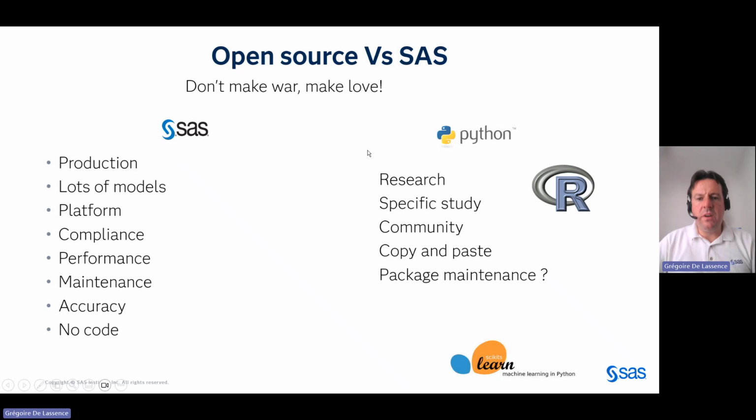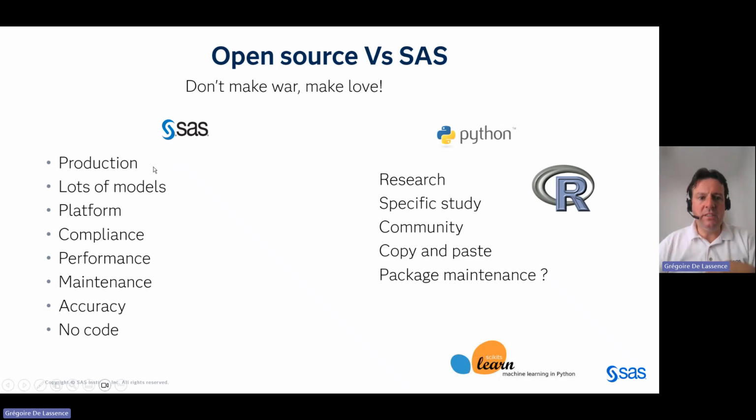Open source is really designed to do research. It's not designed to be put in production. It's really great that open source has many packages. So with R for statistics and with Python, there is a very wide offer of packages and it's free, but it's not designed to be put in production.